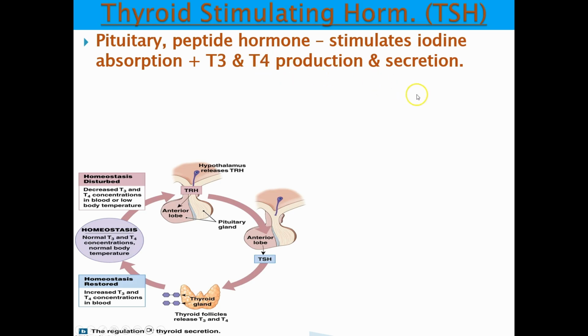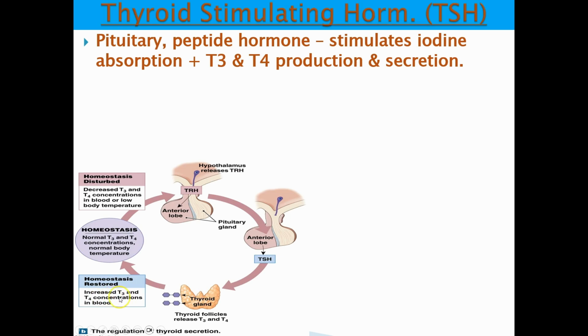I'll say that one more time because that really summarizes what stimulates the release of these hormones. When T3 and T4 levels are low, TSH will be secreted by the anterior pituitary. That anterior pituitary hormone, TSH, will circulate in the blood and reach the thyroid gland. When it reaches the thyroid gland, it will bind to it. It'll stimulate the thyroid gland to produce and release T3 and T4.